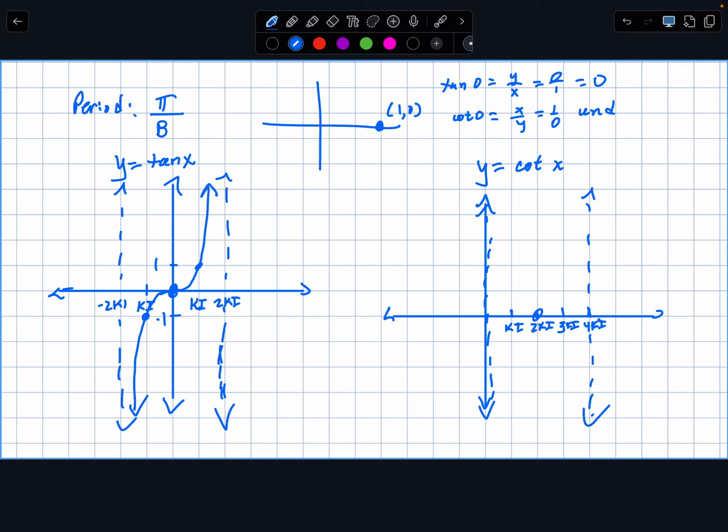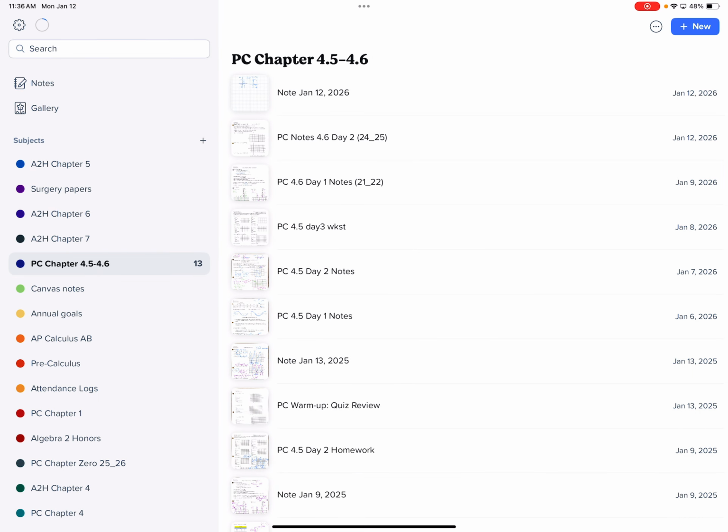Halfway between the asymptotes is where cotangent would be 0. 1 key increment to the right, you are at +1. 3 key increments to the right, you are at -1 for cotangent. And there's your cotangent graph. So tangent increases, cotangent decreases. And that's just your basic footprint for tangent and cotangent. So then let's move on to today's notes.